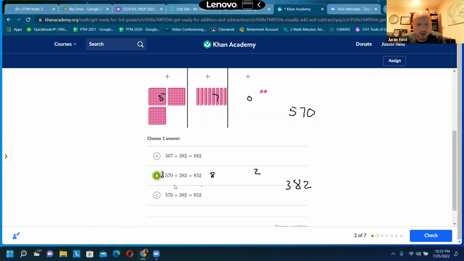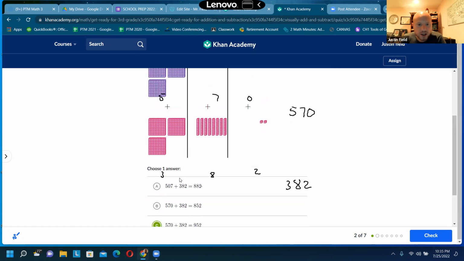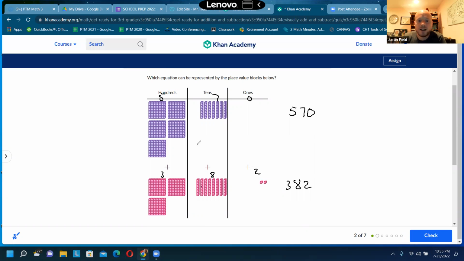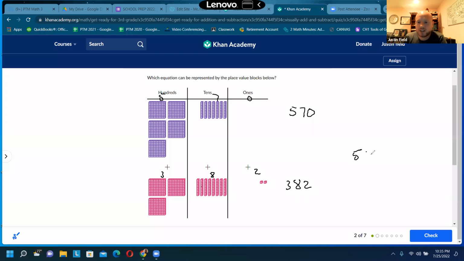570 plus 382. Uh-oh. Which one is it? Oh, no. So how many? Now we actually have to do the math. When I actually do the math, I don't use the place value blocks. I just do the math. I don't even know what they call this model. This is the way I learned how to do it. Is this the way you learned how to do it?